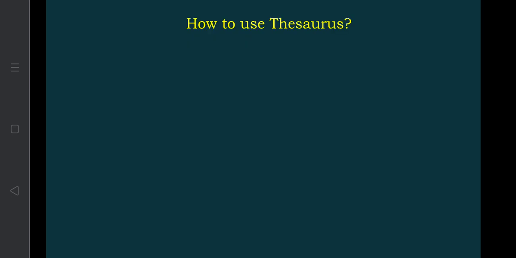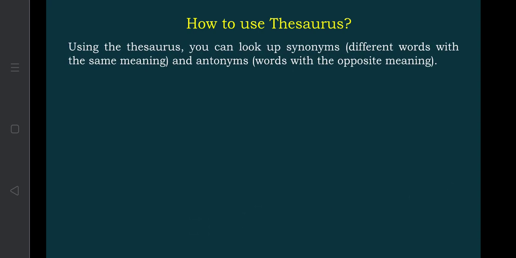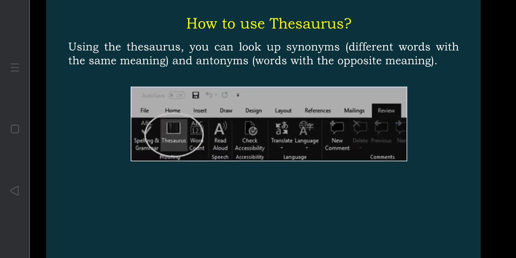The next tool is the thesaurus. What the thesaurus does is it helps with the words in the document. Using the thesaurus, you can look up synonyms, different words with the same meaning, and antonyms, the words with the opposite meaning. So the thesaurus gives the synonyms and the opposites of the words that we come across in the document.